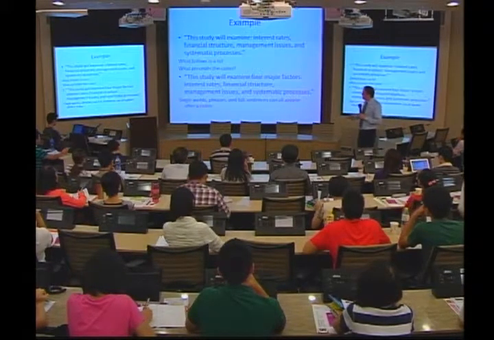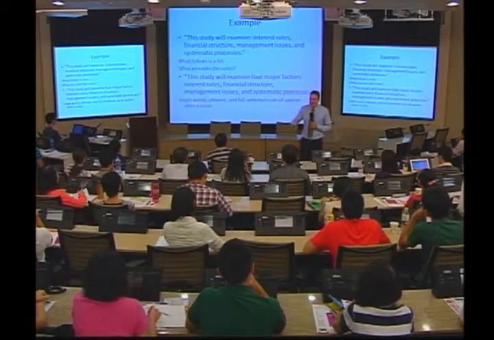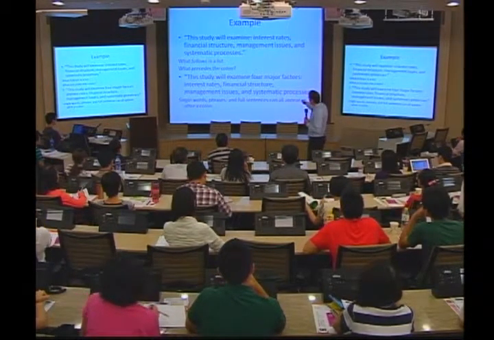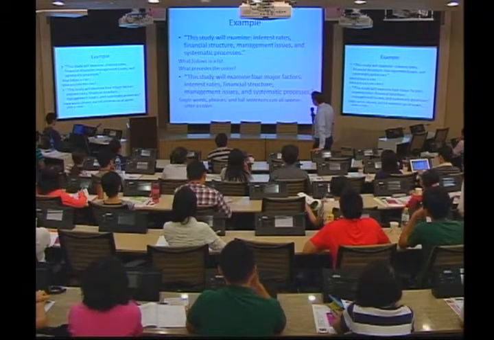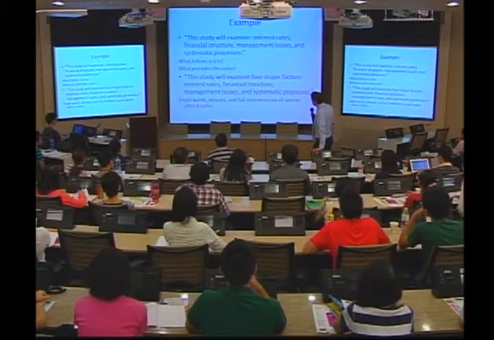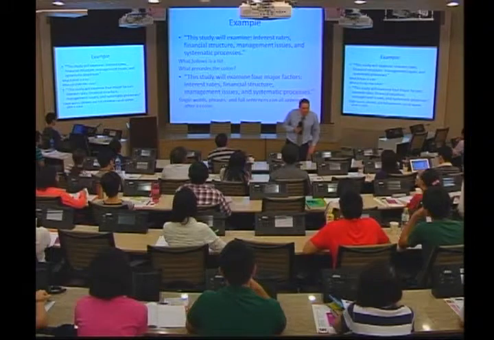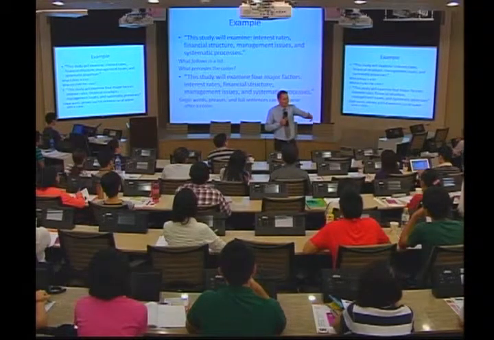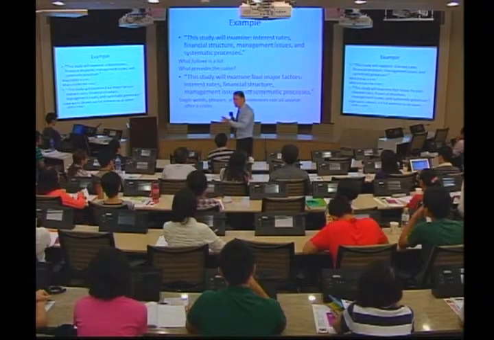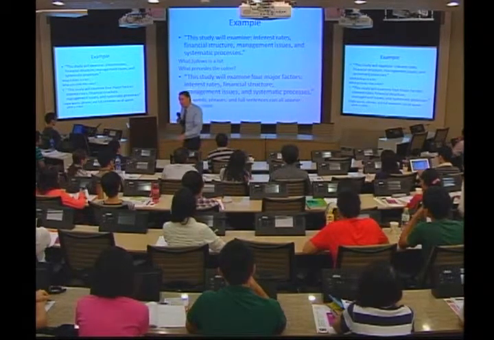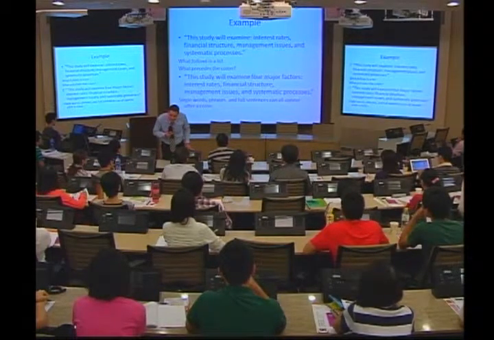Let me give you an incorrect sentence using the colon, and you can see a common mistake. This study will examine: interest rates, financial structure, management issues, and systematic processes. I asked my student, why did you use a colon? And he said, because I have a list that comes after it. And yes, we do use a colon before a list. A list follows the colon, fine. But what comes before the colon? Is it a complete sentence?